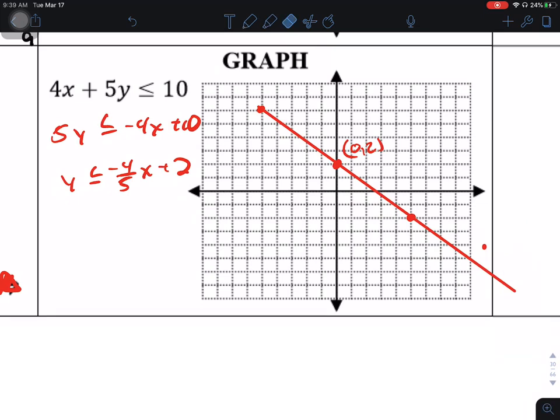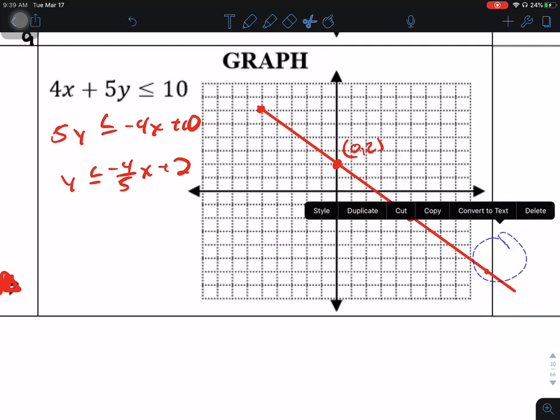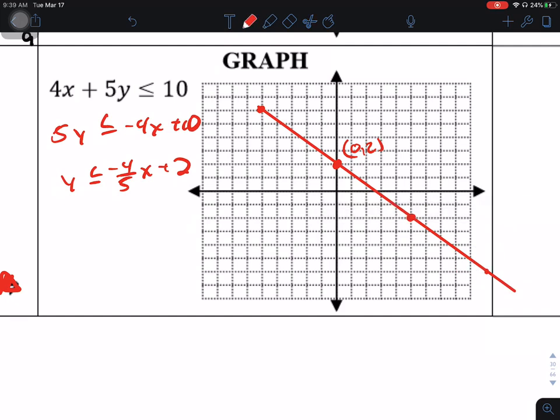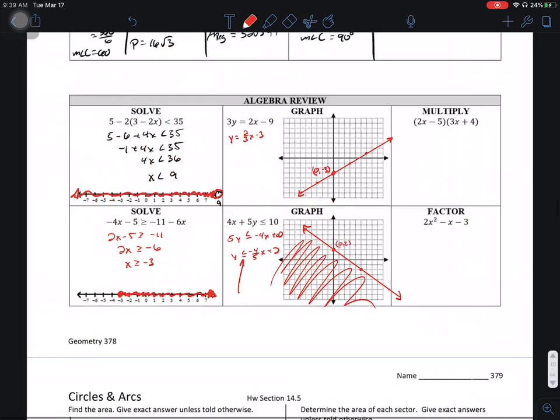See, that's the key to doing more than 2 dots. This one right here is clearly wrong. It's not in the right spot. 1, 2, 3, 4, 1, 2, 3, 4, 5. Much better. If you only do 2 dots and you got one wrong, your line's going to be a whack. This is solid because it says equal to. Y is less than, so we shade below.